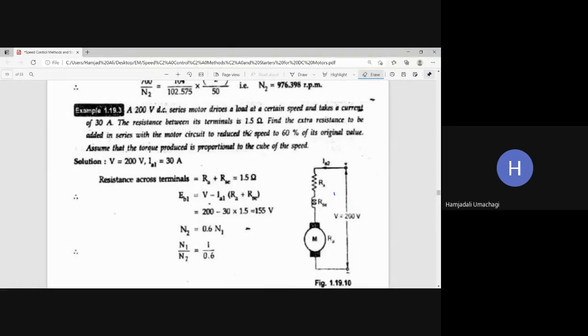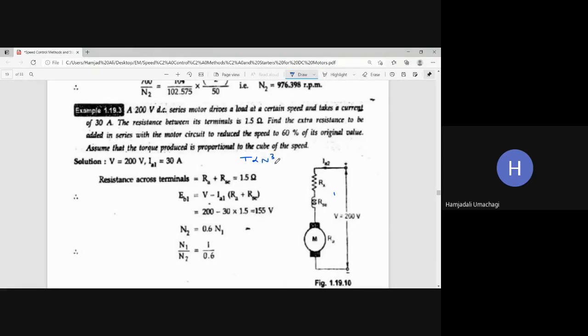Assume that the torque produced is proportional to the cube of the speed. So the assumption they have given is that we need to consider torque directly proportional to the cube of the speed. It means I should consider T proportional to N cubed. This condition I have to consider and solve the problem.